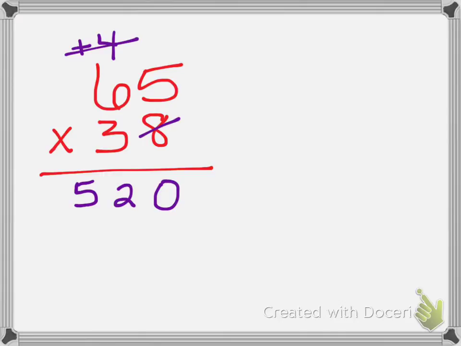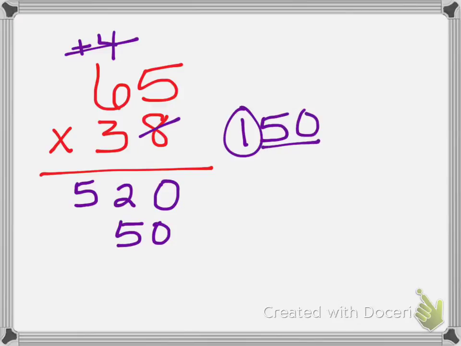3 tens times 5 is 150. Regroup the ones above. 3 tens times 6 tens would be 18, plus 1 is 19, and then add it up.